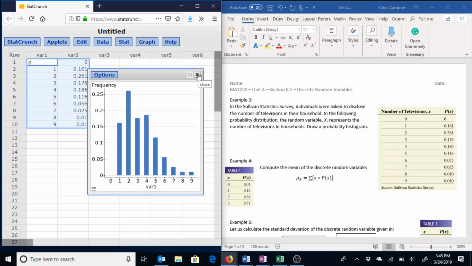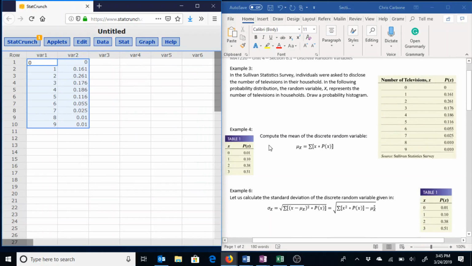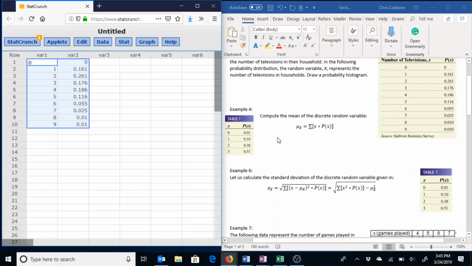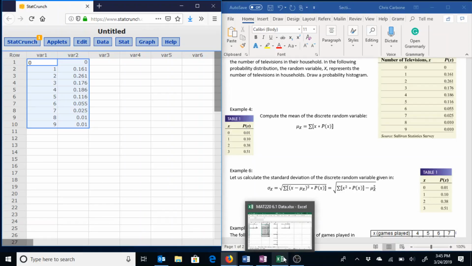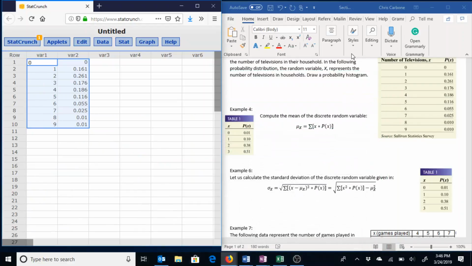Now, example number 4 wanted to compute the mean of a discrete random variable, and example number 6 wanted the standard deviation. Both of those had the same chart, which actually, let me just copy and paste from Excel very quickly on here. The way to do that, which I tried to describe nicely in class, but again, without visualization, not too much I could do about that.